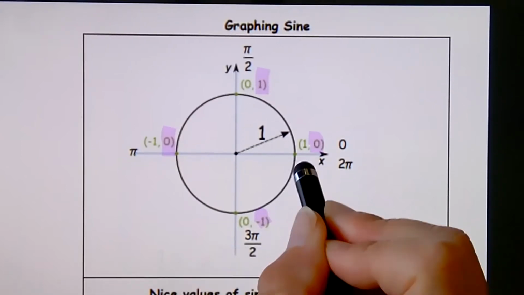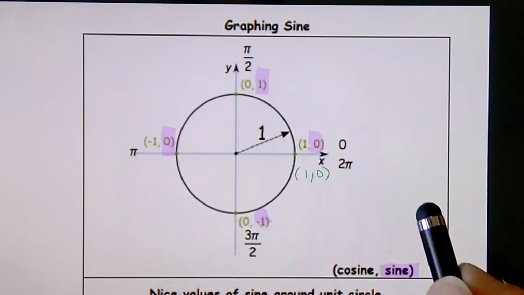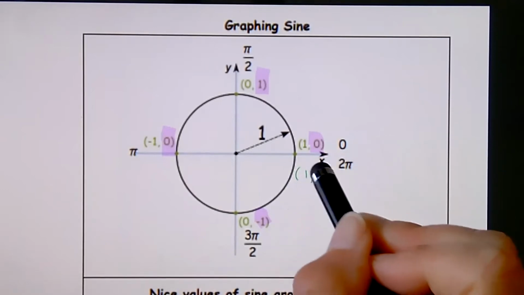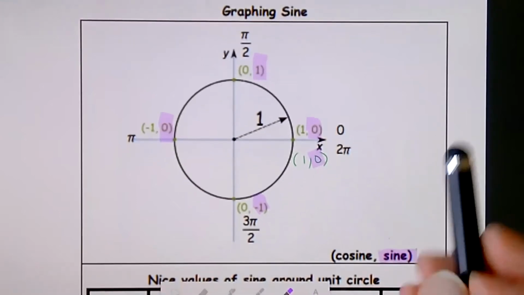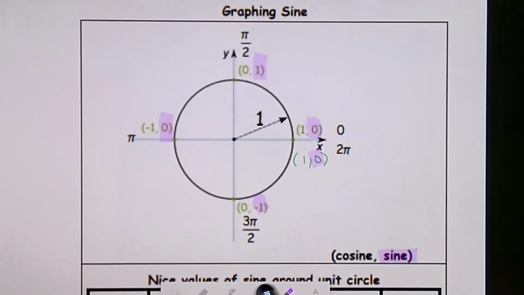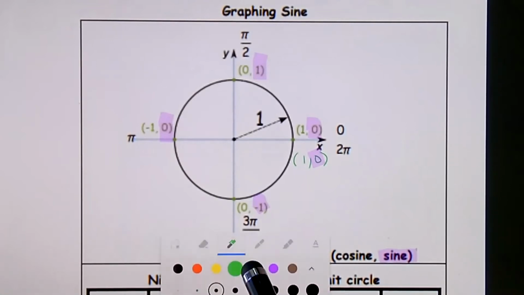So this is going to be 1 comma 0 again, and I'm coming back here. These are the 5 points I'm going to be graphing every single time with maybe a little adjustment, but those are the numbers we want to be thinking of. So let me just jot them out here.